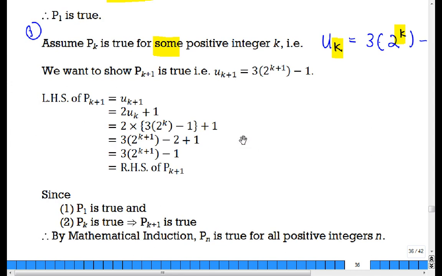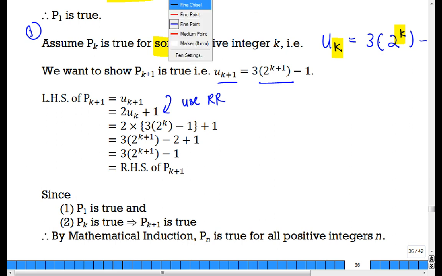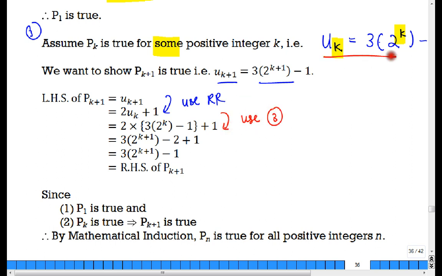Now, left-hand side of k plus 1, we want to aim towards the answer, which is the right-hand side here. This left-hand side is right-hand side. From here to here, again, use the recurrence relation. Oh, okay? This is using recurrence relation. From here to here, it is using step number 3, which is here. Because Uk is this. Correct?